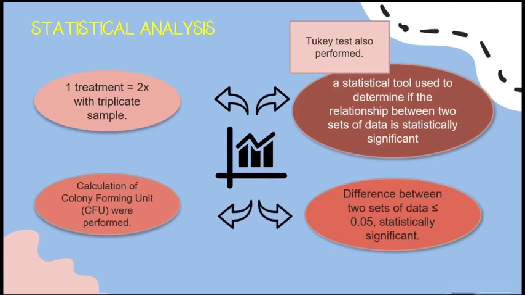Moving on, statistical analysis is a method performed to analyze the variance of the data obtained from the result. In this method, 2 key tests were included to determine the relationship between 2 sets of data. If the difference is less than or equal to 0.05, then it is considered statistically significant.